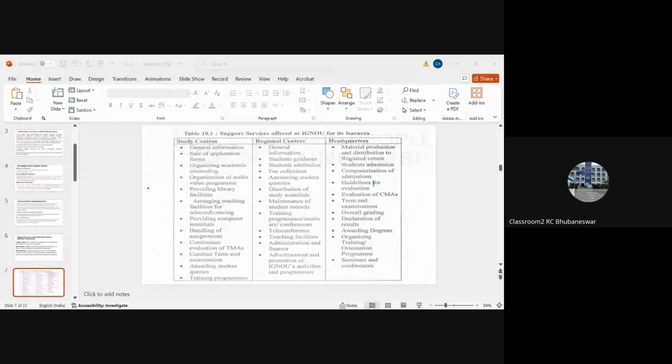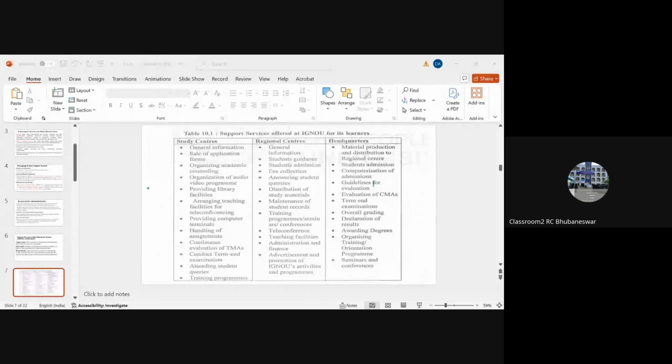Then organizing academic counseling. Now we are in online counseling program, but previously it was in face-to-face mode, and on different holidays and Sundays counseling programs were conducted by study centers. So it is the duty of study center. Okay, organizing academic counseling. This online counseling class has been conducted at study center 2100, that is regional center Bhubaneswar. Regional center Bhubaneswar is also a study center.